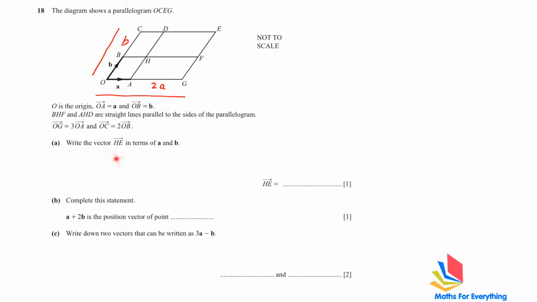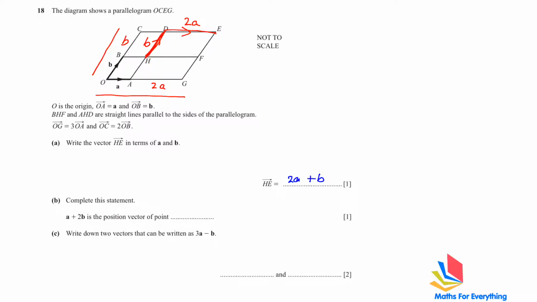Next, write the vector HE. So we need to write the vector HE in terms of A and B. If we have parallel lines, the vectors are going to be the same. So this is B and this is going to be 2A. So vector HE is 2A plus B.